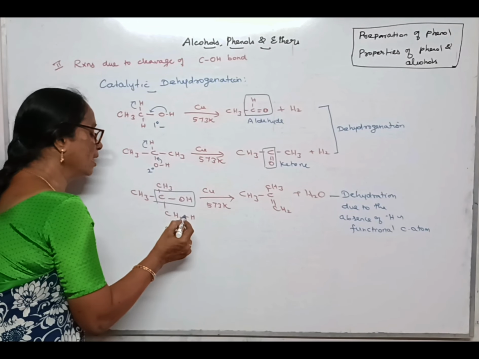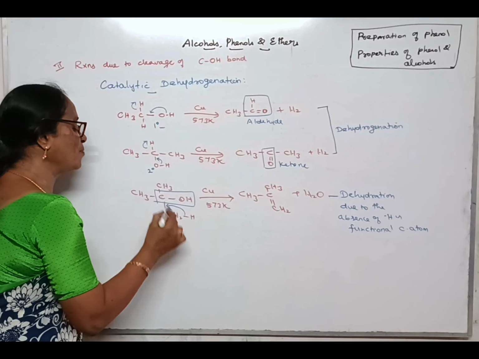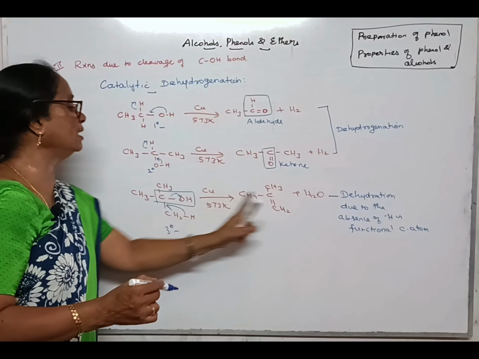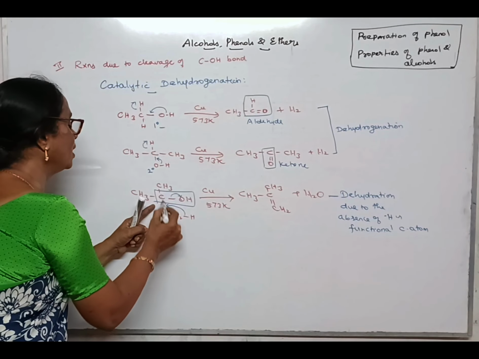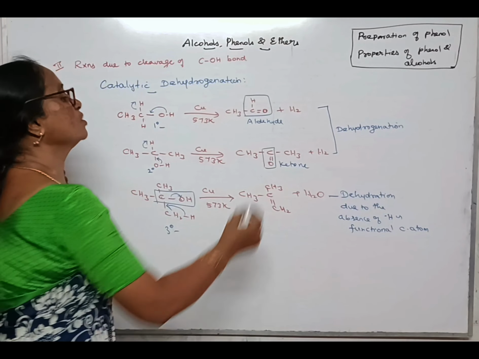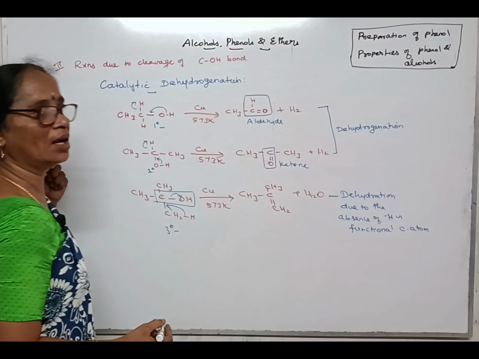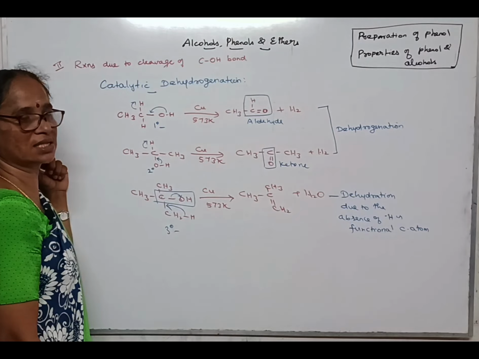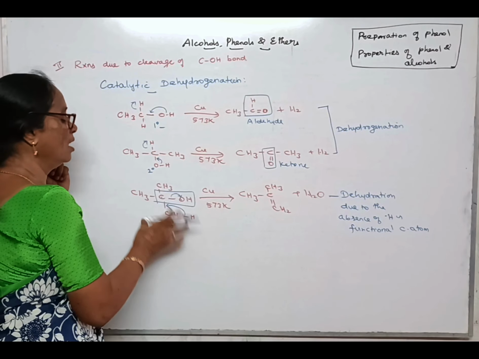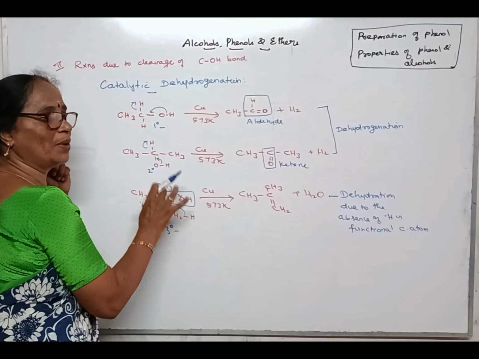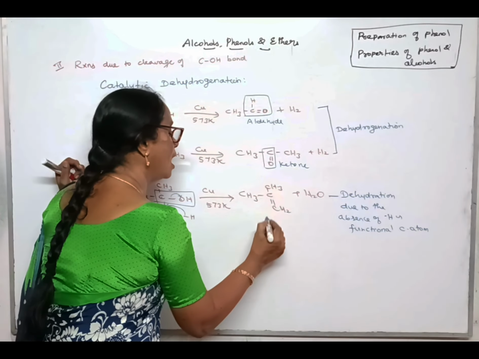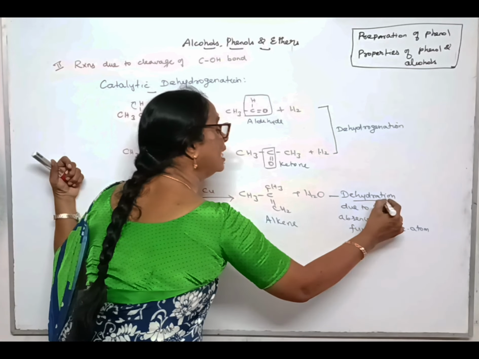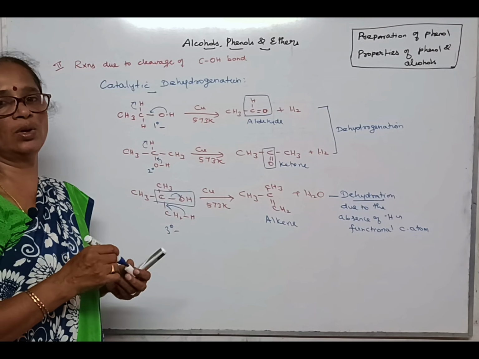Instead it can remove a molecule of water from the alkyl group adjacent to the OH. So hydrogen with OH is lost as water. So here a carbon-carbon double bond is developed. So the first two, primary and secondary alcohols, give rise to carbonyl compounds on dehydrogenation. But the tertiary alcohol, due to the absence of hydrogen on the functional carbon, gives alkene as the product, since it undergoes dehydration, loss of a water molecule.